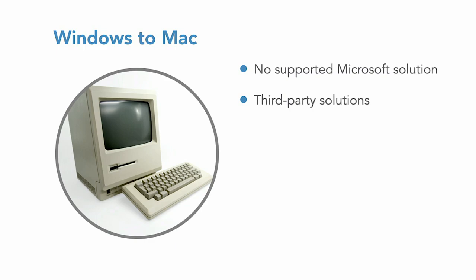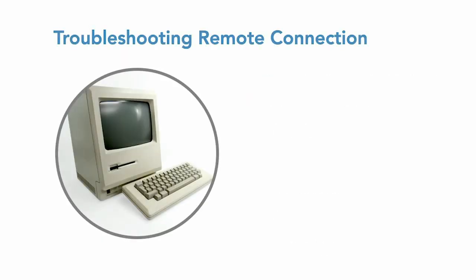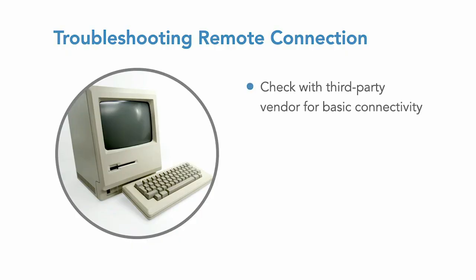However, there are some third-party products out there, such as TeamViewer, Join.me, ConnectWise, VNC, and many others. The prices vary for these as well. There are also some no-cost options. Sometimes when we try to make our remote connection, we have an issue, and there are a few things you can check, such as whether the third-party vendor has some basic connectivity issues that they know about where a simple fix can be applied. You may also need to check the firewall on the Macintosh to open some ports.